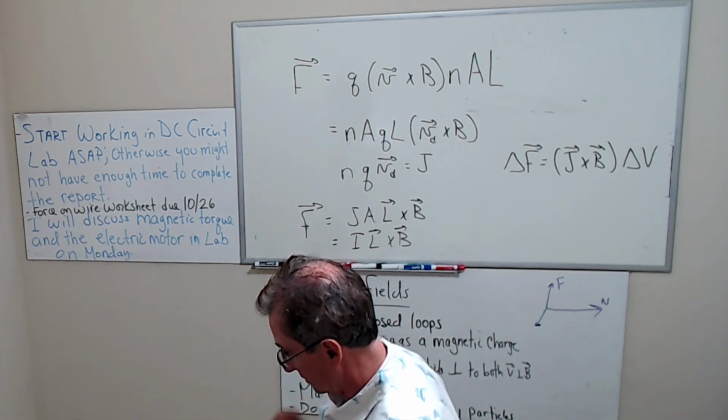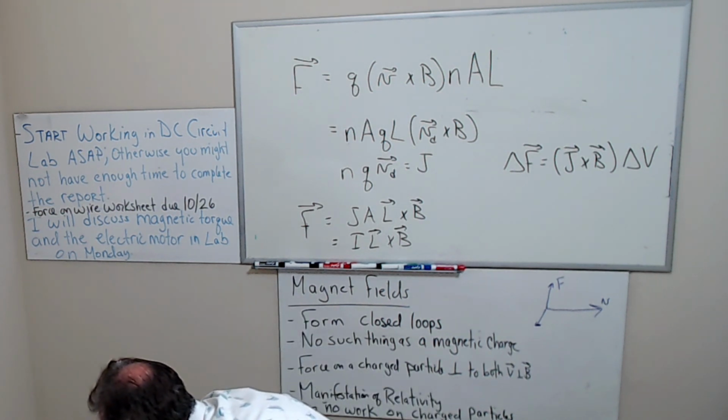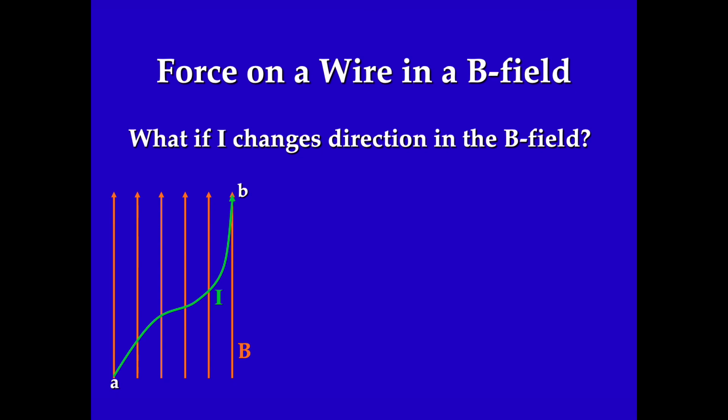What if the magnetic field direction changes? What if the current direction changes? What if I have a wire, that green wire that's bent? Then what? Then what I have to do is consider the force on a small element ds of the wire. So I have to say dF is I ds cross B, and then I have to sum over all the ds's. What that means is I have to integrate over all the ds's.